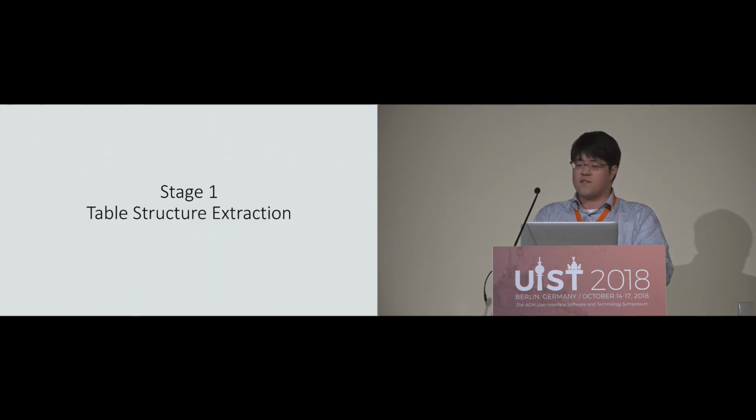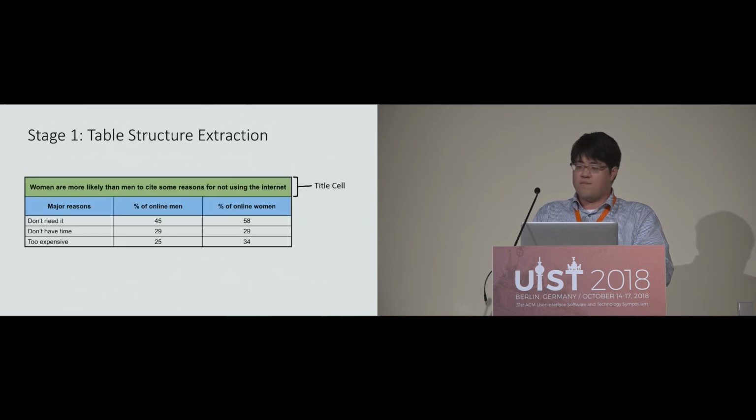In stage 1, our system extracts the table structure using a simple row-based approach. First, the table may contain a title cell that describes its overall contents. A column header describes contents below it, and a row header describes contents to its right. For example, percent of online men in the second column describes the numbers underneath. Finally, the data cells hold the specific data values reported in the table.